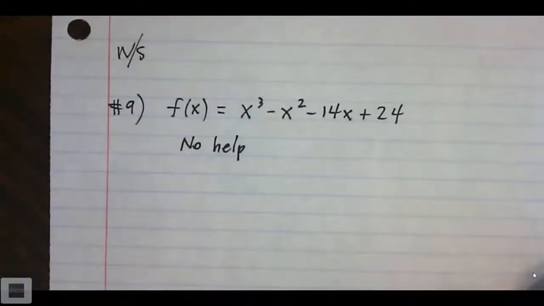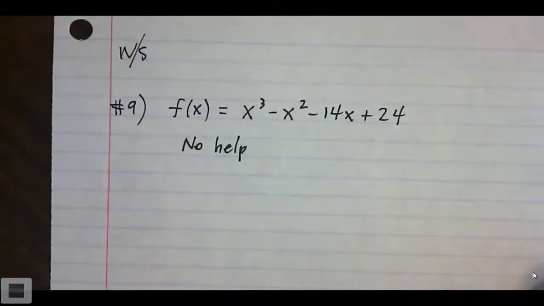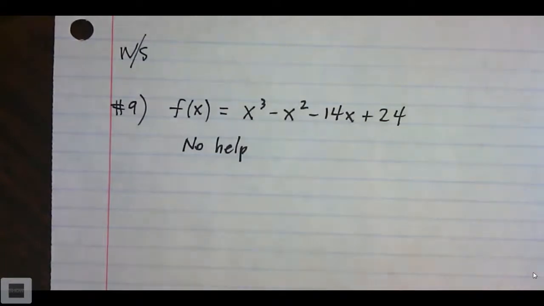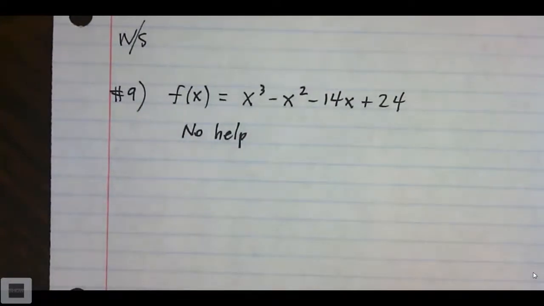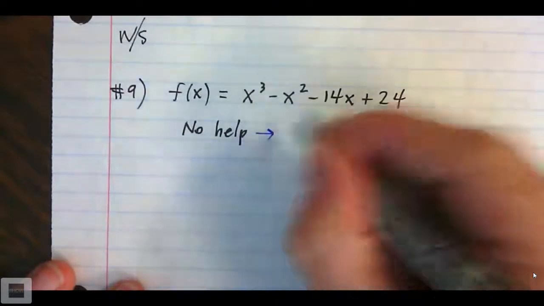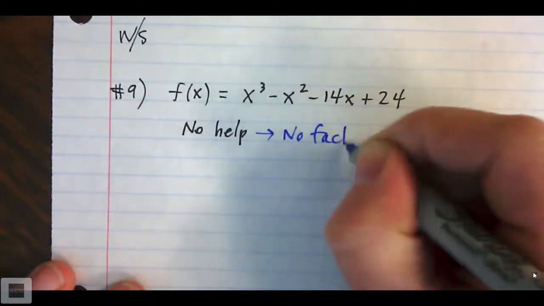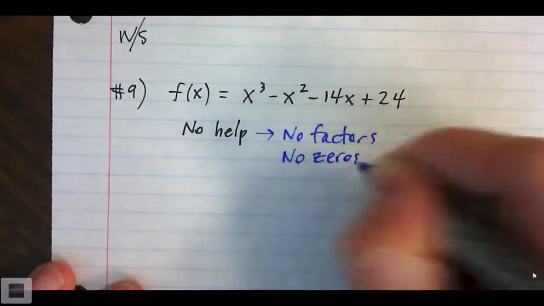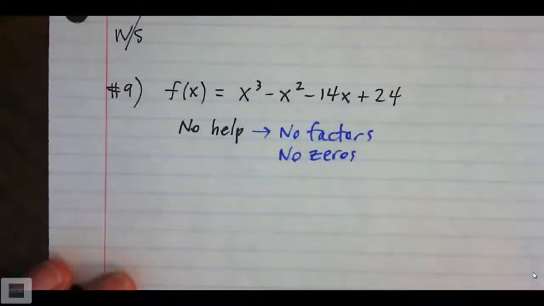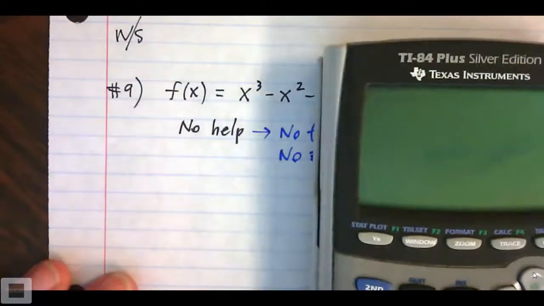All right, guys, last problem I want to show you real quick. Even if you don't have a calculator, at least you can follow what I'm going to do. So this is the back of the worksheet. This is number 9. This is where you have no help given to you whatsoever. So when you have no help, in other words, no factors and no zeros, then what I want to use is the calculator.